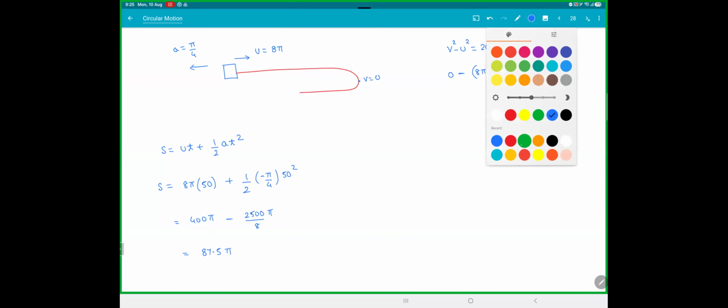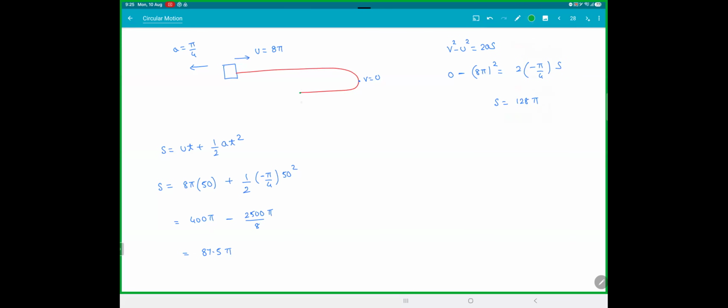That means after 50 seconds, you will be here, and your displacement is 87.5. But when your velocity is zero, here your x is 128 pi. I hope you're getting it. So it's actually going till 128 and then it is coming back. So this distance here is 128 pi.